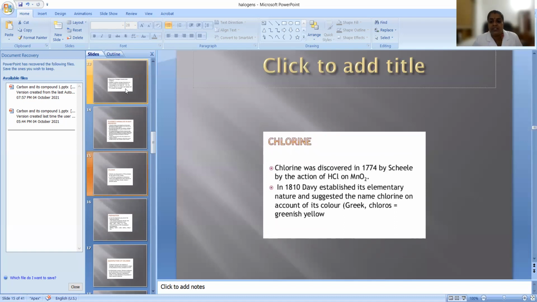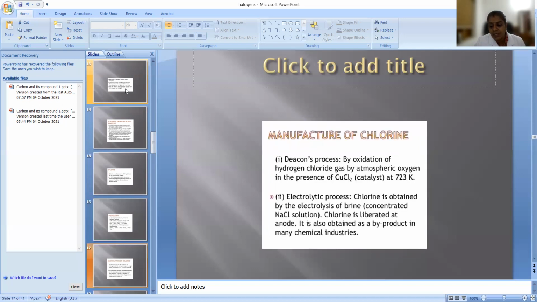Now, let us see about chlorine. I just changed the slides. Chlorine was discovered by Scheele by the action of HCl and MnO2. Davy established its elemental nature and suggested the name chlorine on account of its color. It has a greenish yellow color. So what is the method of preparation?